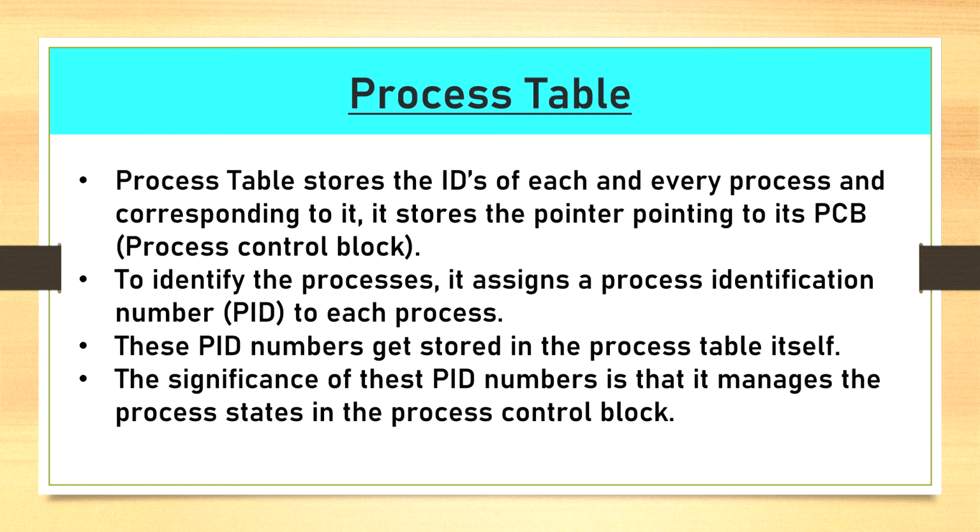The process table is basically an array of process control blocks that logically contains a PCB for all of the current processes in the system. To identify the process, it assigns a process identification number to each process. These PIDs are stored in the process table. The PID numbers reflect the status of the process inside the process control block, whether it is in running state, ready state, blocked state or suspended state.